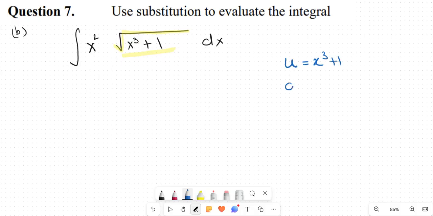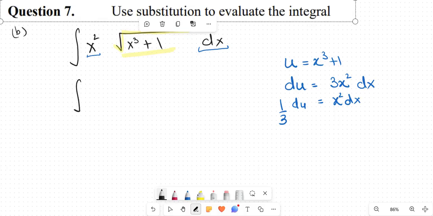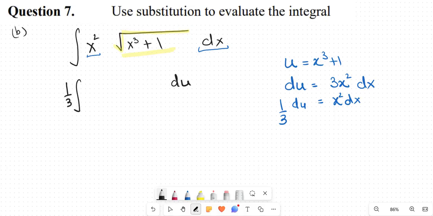That's my substitution. du is equal to the derivative of x cubed, which is 3x squared, plus 1's derivative, which is 0. Always write a differential. Now we notice that x squared dx is already sitting in the question. So x squared dx from our substitution can be written as 1 by 3 du by dividing both sides by 3. So let's write our integral. x squared dx will be replaced by du times 1 by 3.